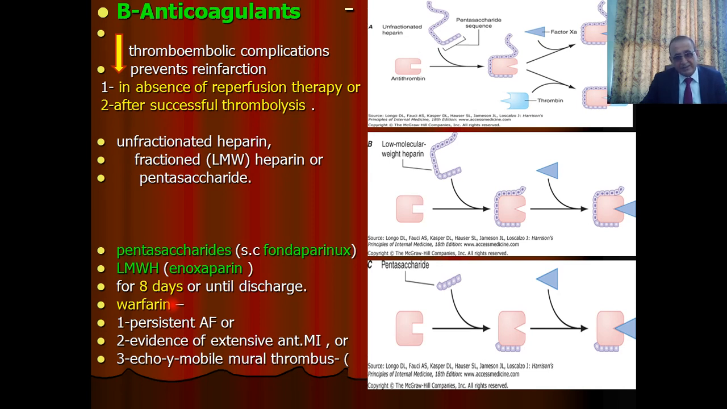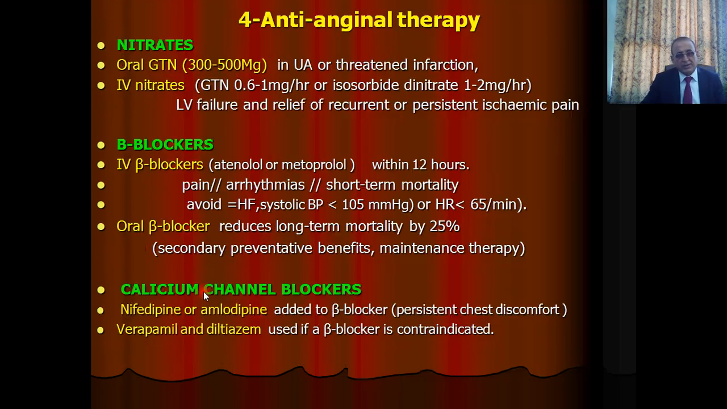Now, the fourth group of drugs are anti-anginal. This is not given for all patients, so don't mention it routinely, please, when somebody asks you treatment of acute coronary syndrome, because this is individualized. The oral or sublingual nitrate in unstable angina or threatened infarction only. IV nitrate when you have recurrent persistent ischemic pain not relieved by morphine or left ventricular failure.